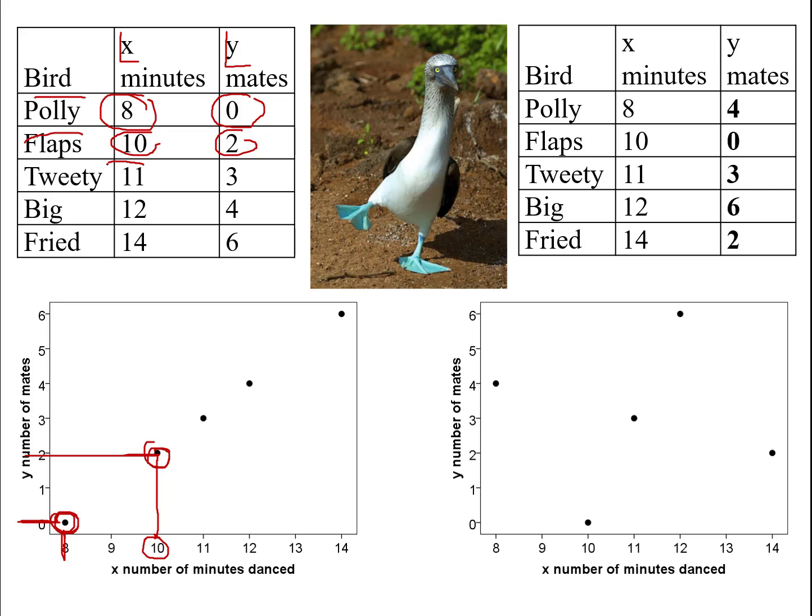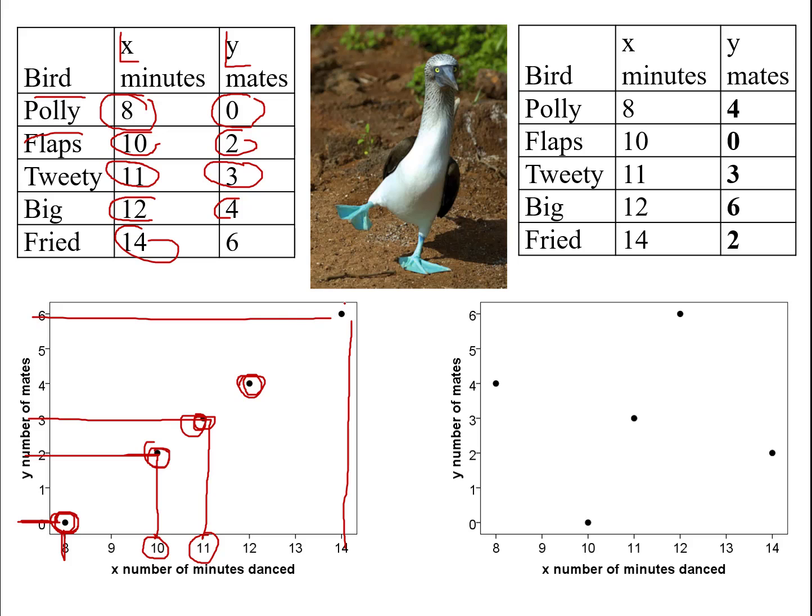And Tweety danced for 11 minutes and got 3 mates. So I'll go down to our scatter plot, look at 11 minutes on X, and number of mates on our Y-axis was 3. So I put a dot right there, kind of in the middle of our scatter plot for Tweety. Big Bird danced for 12 minutes, got 4 mates. So I put the dot right here for Big Bird. And Fried Bird danced for 14 minutes on X and got 6 mates on Y. So I put that dot in the upper right-hand corner there.